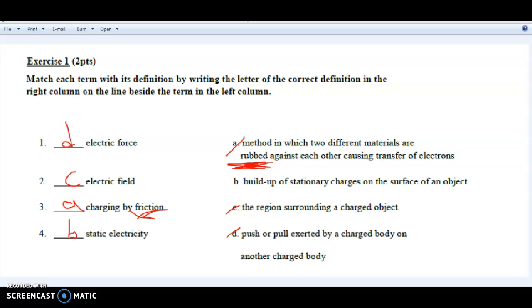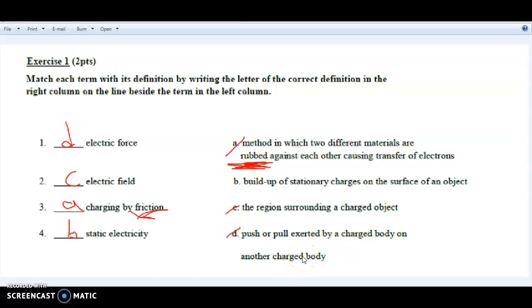Definitions: method in which two different materials are rubbed against each other, causing transfer of electrons. Build-up of stationary charges on the surface of an object, the region surrounding a charged object, and a push or a pull exerted by a charged body on another charged body. So the electric force is D. It's the push or pull exerted by a charged body on another charged body.